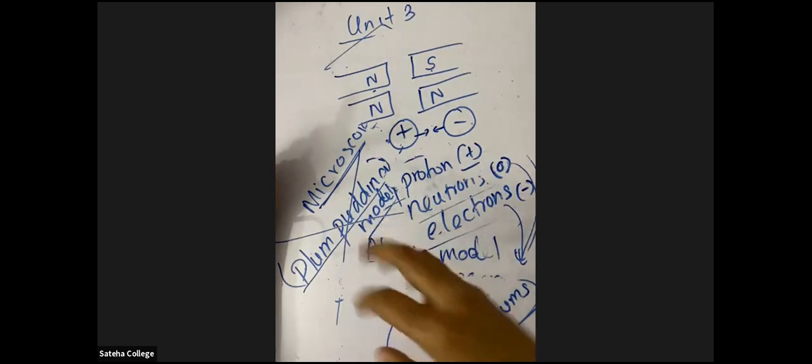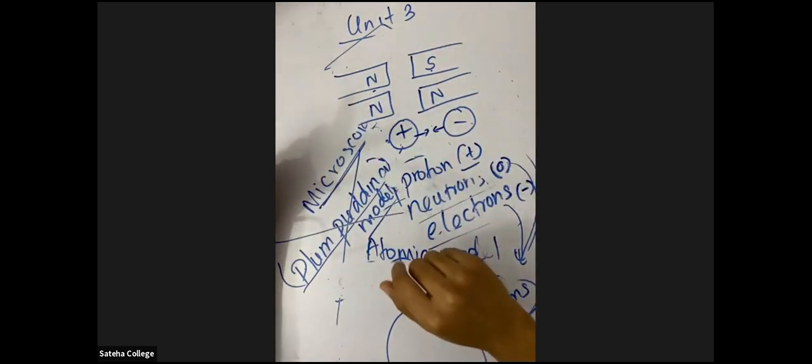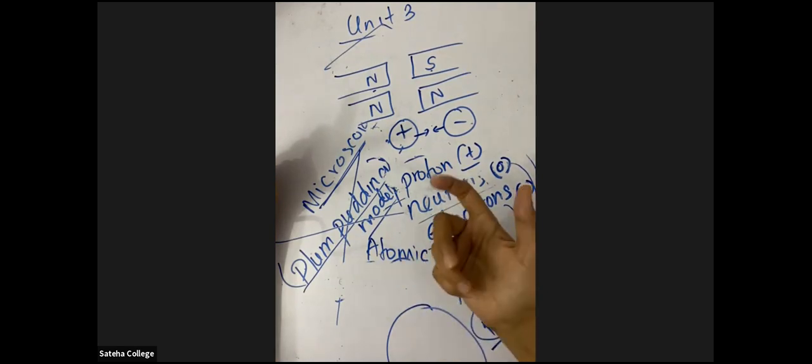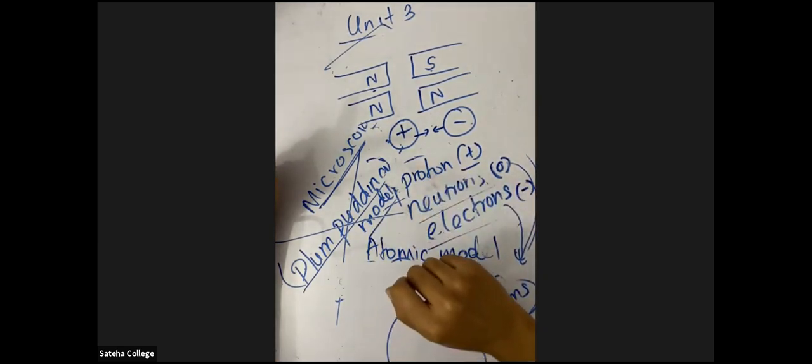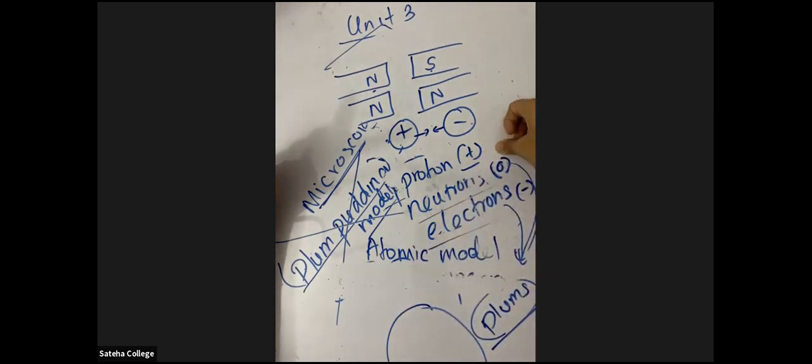Then, was his model accepted for long? No, it was rejected. Why did they reject it? Because proton, neutron, and electron were different. So did you understand? Everyone, is it clear? Very good. Good. Right.